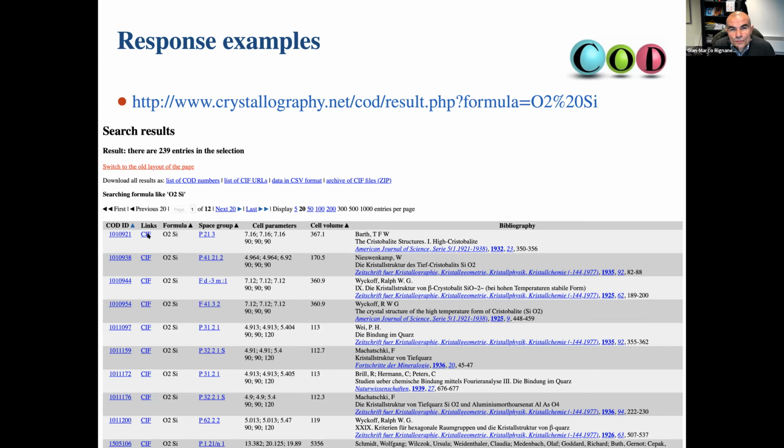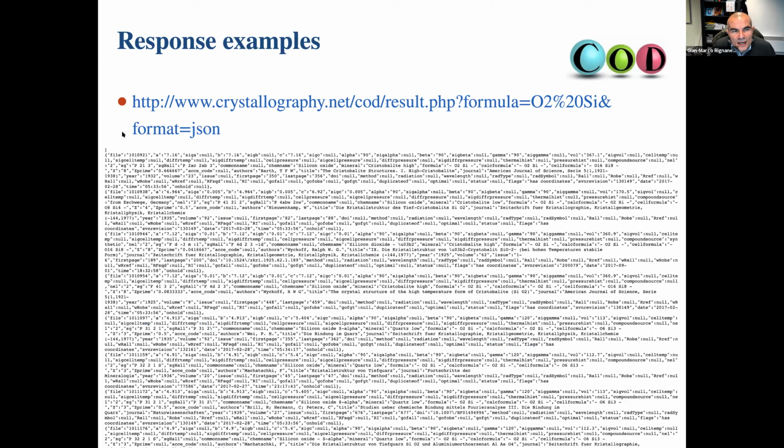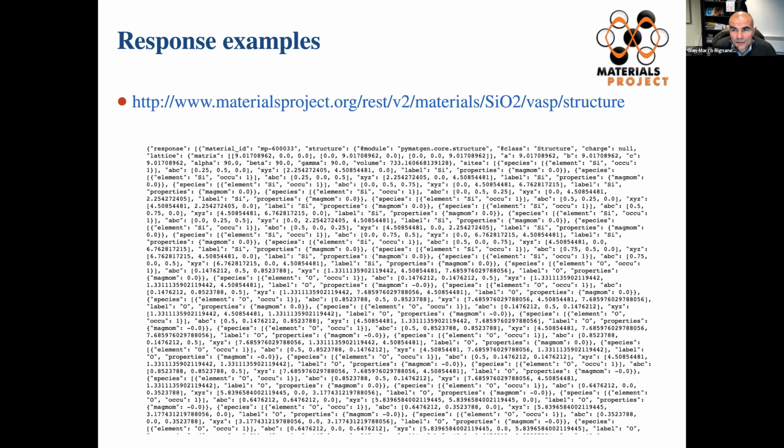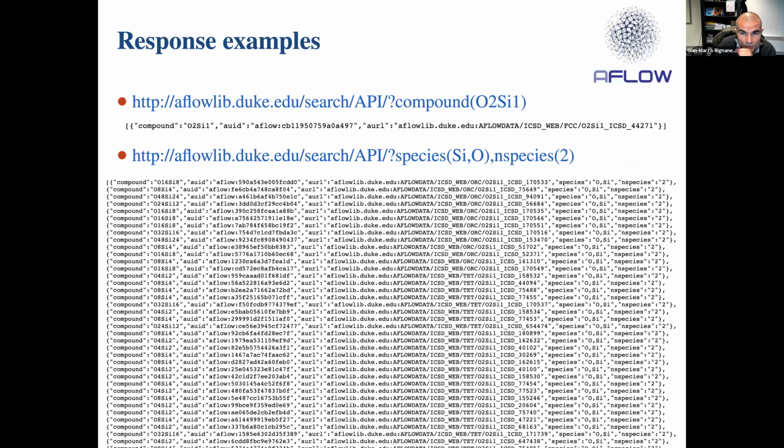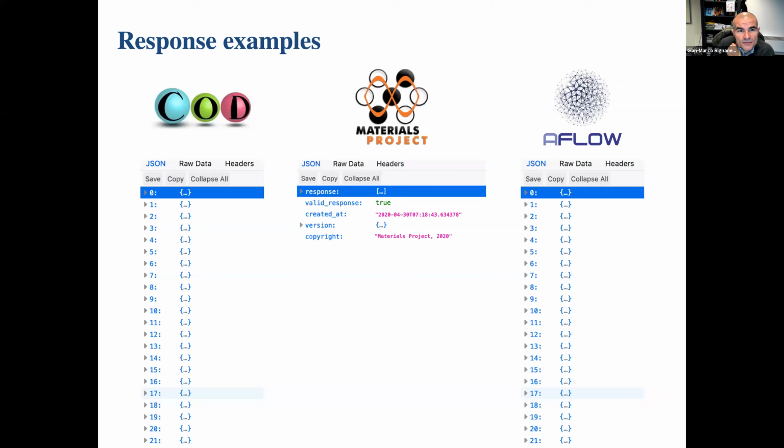But if you want to do that with a machine, that's not very useful. And indeed, in that case, you want to specify the format to be JSON. And in that case, you get a JSON file with all the relevant information. Actually, you also get a JSON file from the Materials Project and AFLOW as well. But the way in which these JSON files are structured is still different.